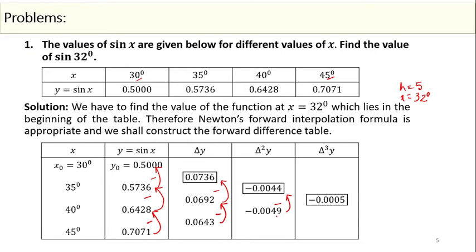Delta square of y1 minus delta square of y naught is delta cube of y naught. So delta cube of y naught is minus 0.0005. In the columns delta of y, delta square of y and delta cube of y, the first entries are given by delta of y naught, delta square of y naught and delta cube of y naught respectively.